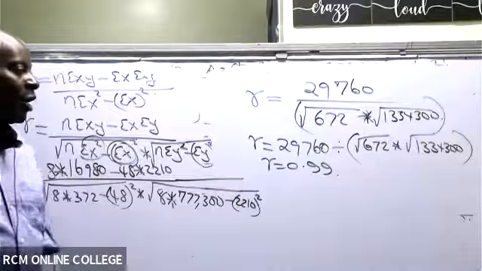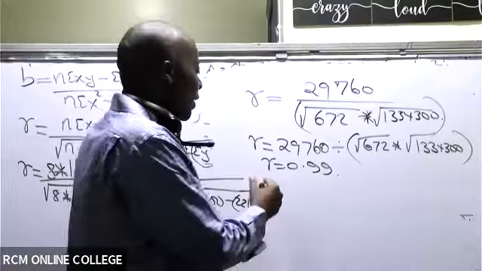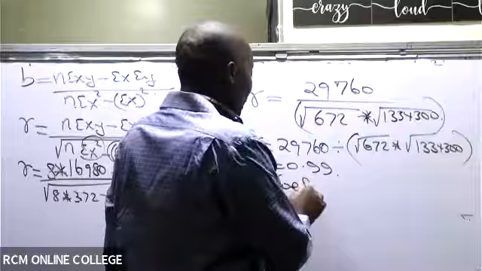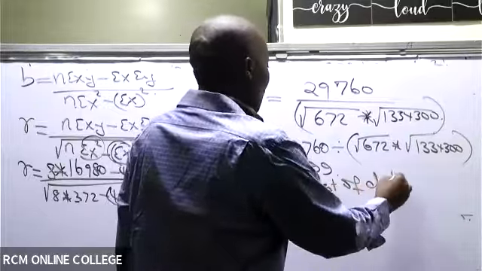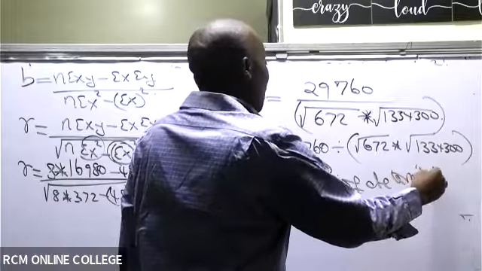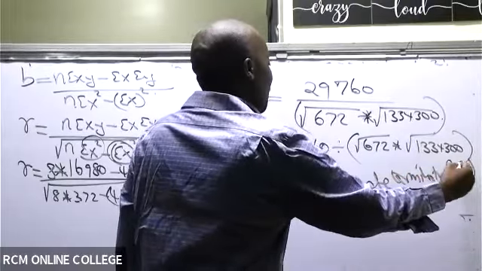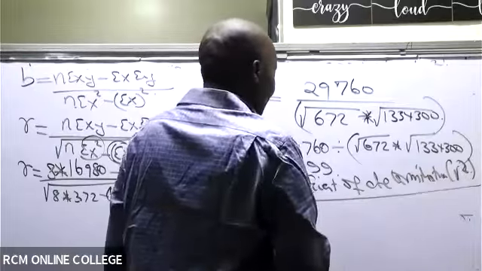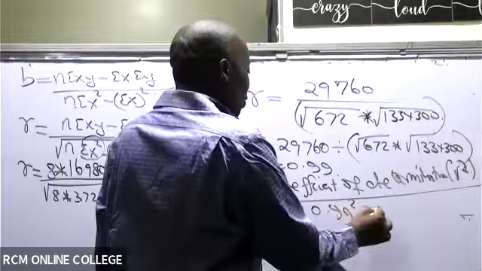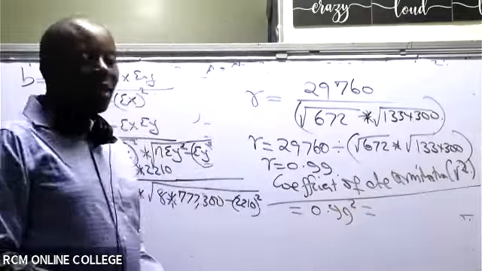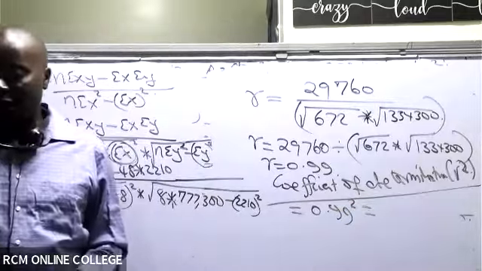But now don't forget that we wanted to get what we call the coefficient. They wanted us to give them the coefficient of determination, which is r squared. So this one here will be 0.99, whatever you have there, you square.